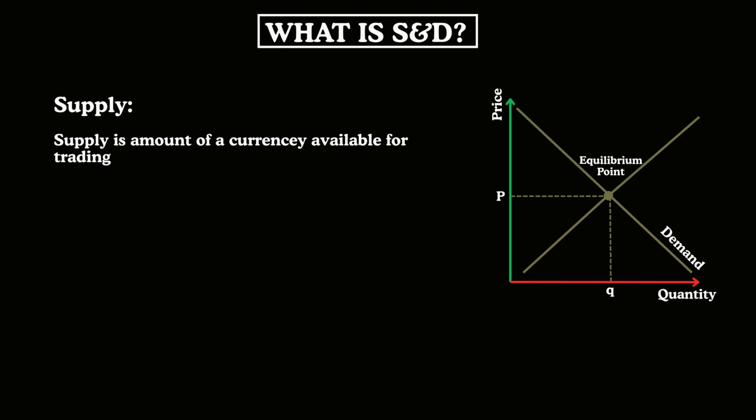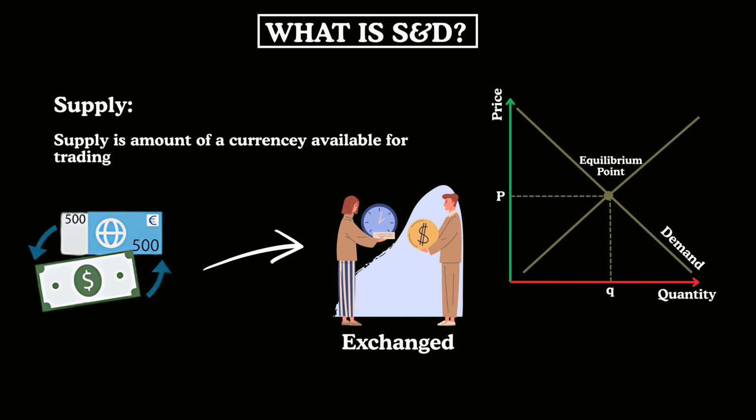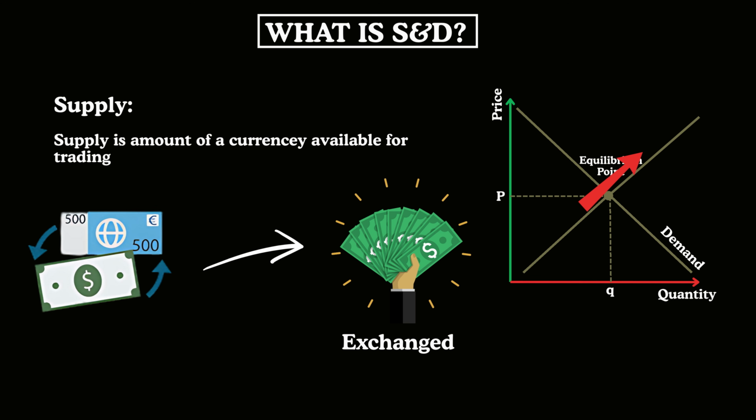Let's quickly clarify the meaning of supply and demand in a currency pair trading session. Supply is the quantity of a currency that's available in the market for trading. In the forex market, when we mention supply, we're talking about how much of a specific currency, such as the US dollar or the euro, is circulating and ready to be exchanged. When there's a large amount of currency in circulation, it indicates a high supply.